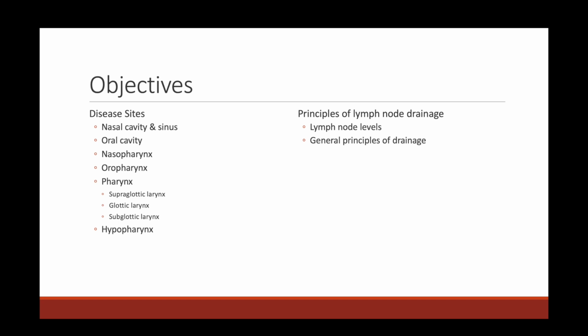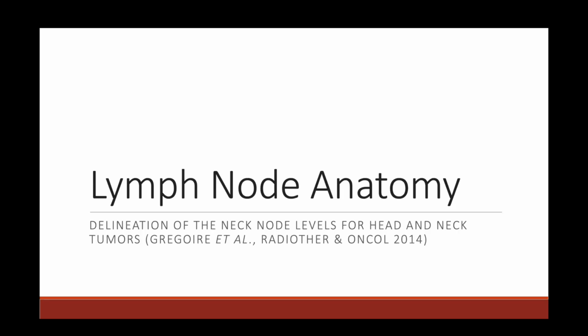anatomy. There's a nice paper that was published in the Green Journal in 2014. The first author is Gregoire. I have it referenced here. And it's called Delineation of the Neck Node Levels for Head and Neck Tumors. And I think it does a really good job of showing you how to contour each and every level and the different anatomical landmarks that help you to define that level. So I would definitely refer you to that paper if you're working on head and neck contours.